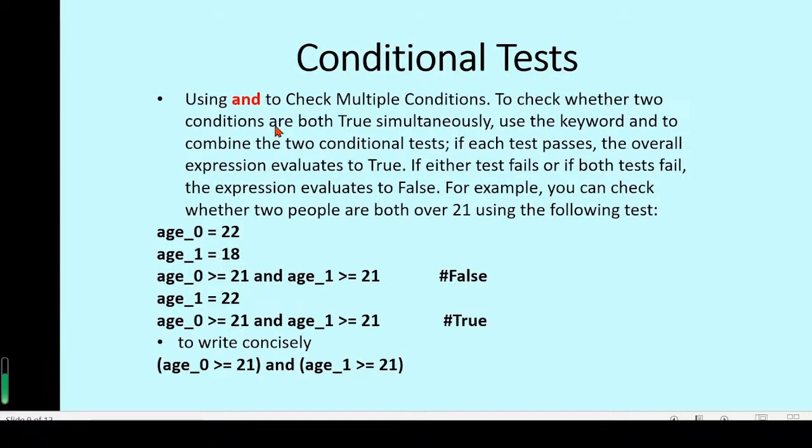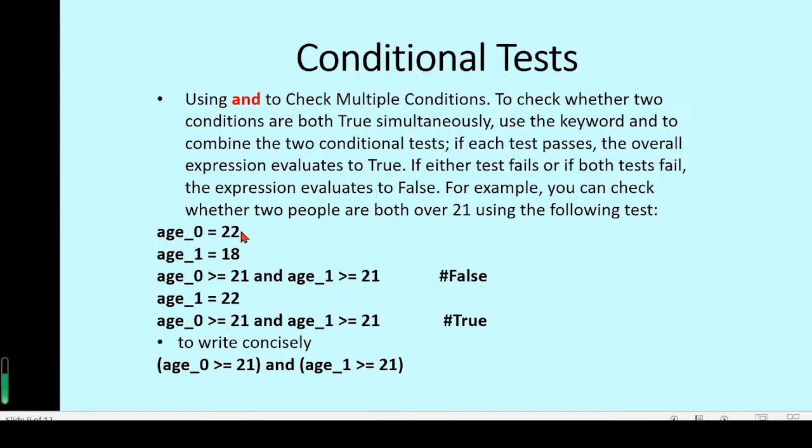And you can use AND to check multiple conditions. To check whether two conditions are both true simultaneously, you can use the keyword AND to combine the two conditional tests. If each test passes, the overall expression evaluates to true. If either test fails or if both tests fail, the expression evaluates to false. For example, you can check whether two people are both over 21 using the following test.